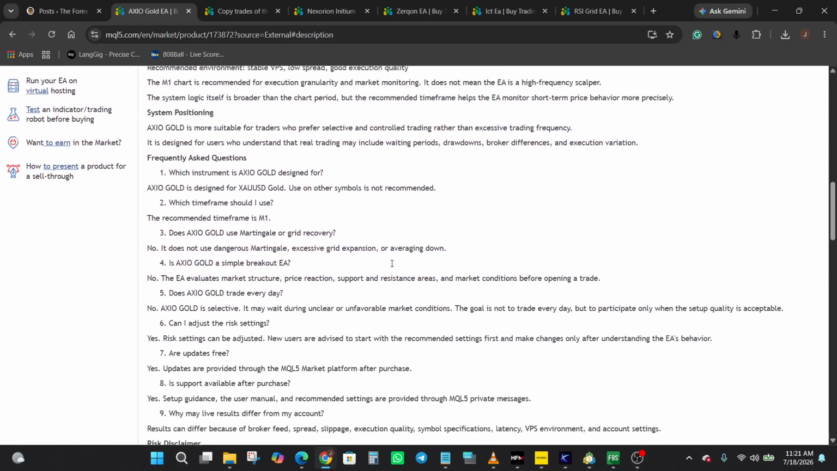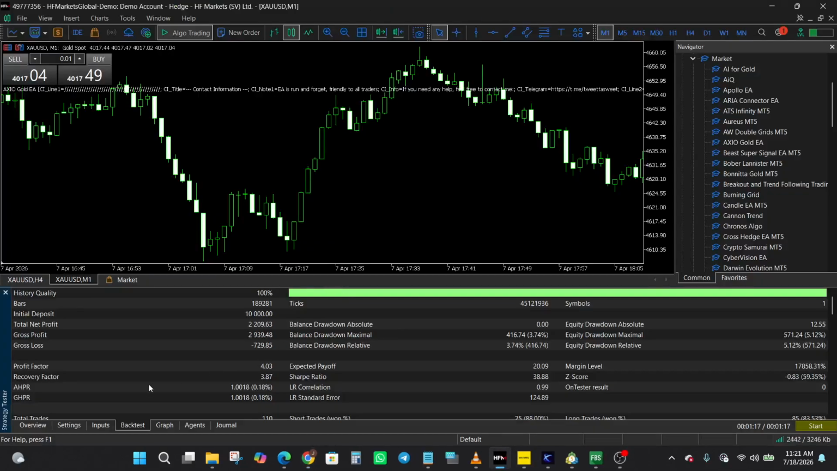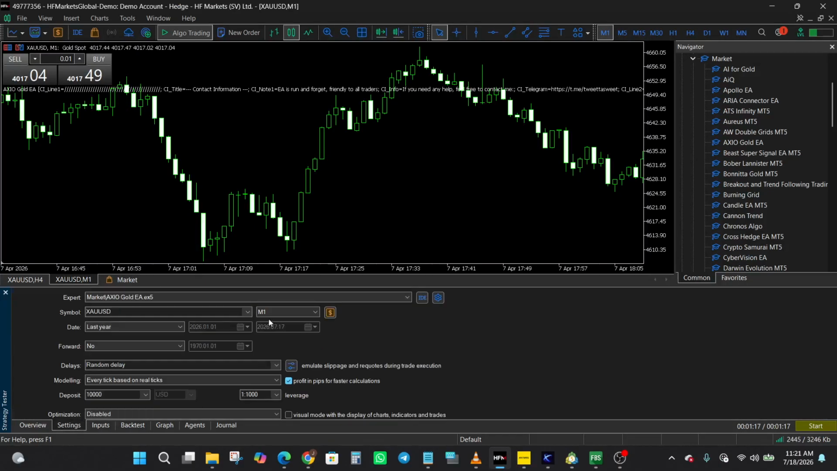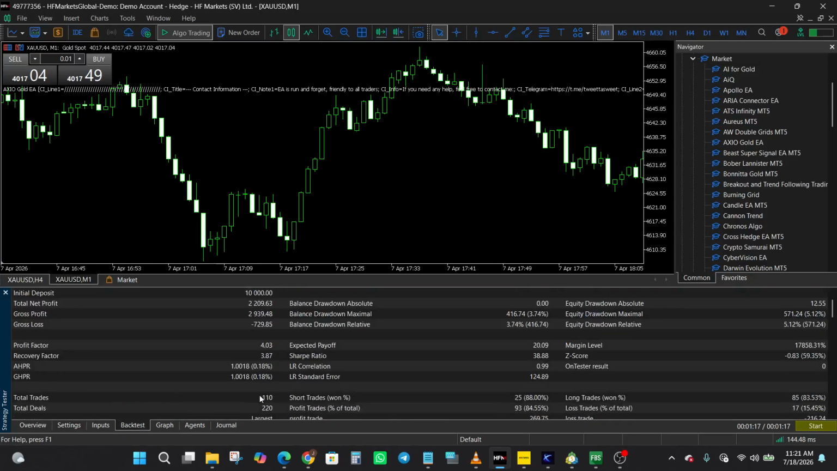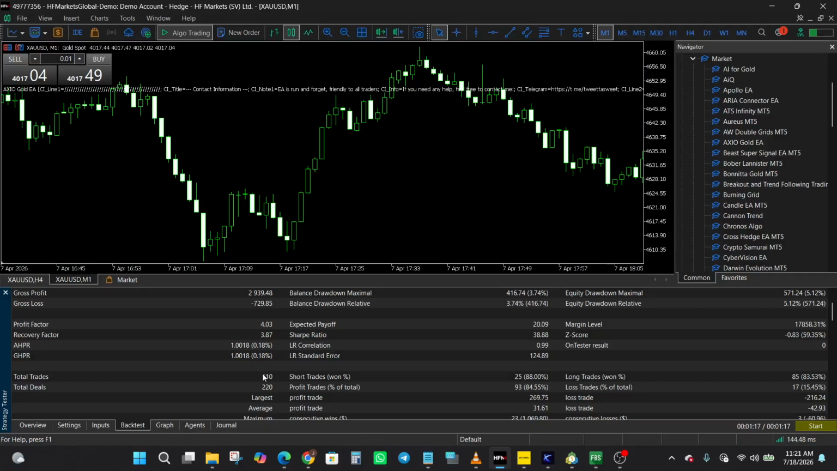All right, I ran this expert advisor on M1, which is the recommended time frame, on the XAUUSD symbol, and I ran it from January through mid-July on a demo account, real tick data throughout. We can see that the modeling is every tick based on real ticks. Over that stretch, it took 110 trades, so roughly 15 to 20 a month, which lines up with that selective, not overactive positioning.